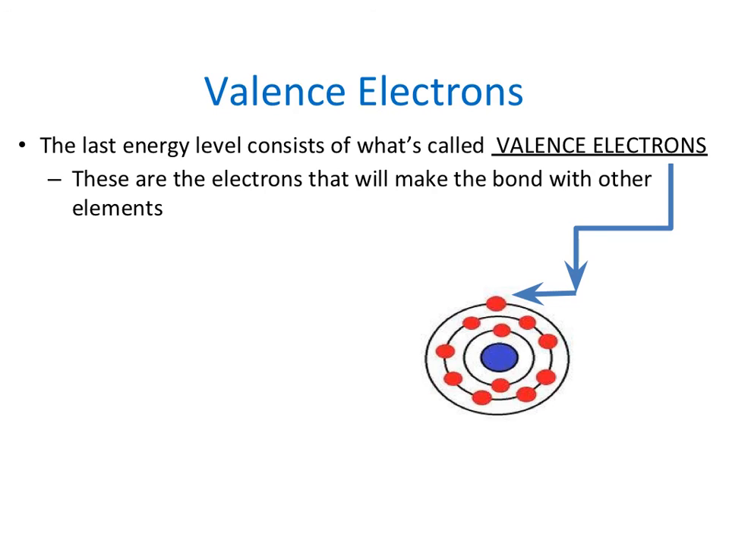Again, like I said, the last energy level consists of what are called valence electrons. These are the electrons that will be making the bonds between the atom and other atoms. So these are my bonding electrons. These ones are going to be really important for us.